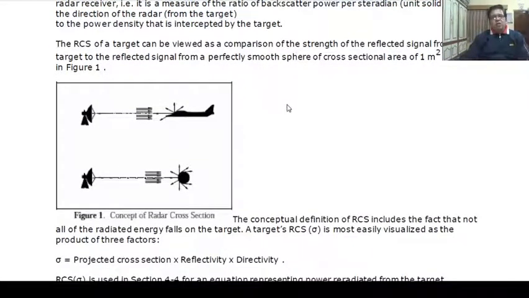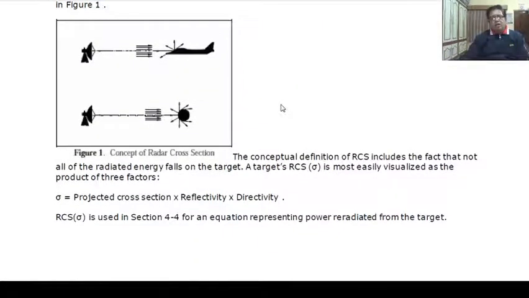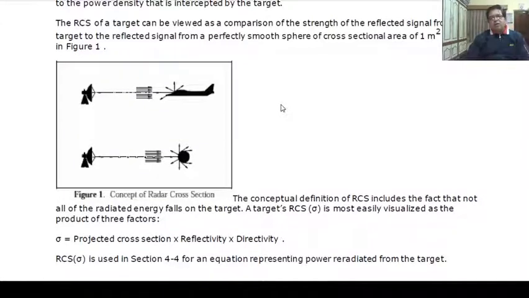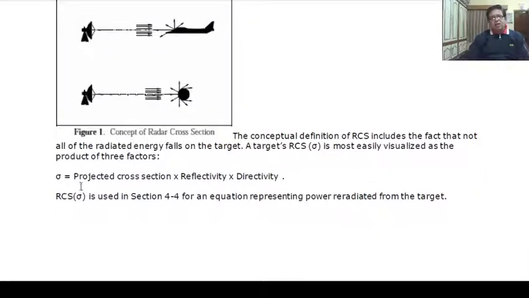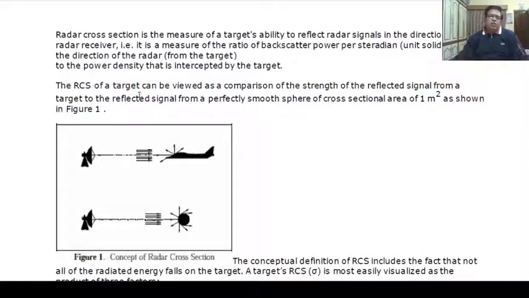Again, different objects are shown and their RCS is given. Here you can see sigma is equal to projected cross section. What is sigma? Projected cross section, reflectivity and directivity, the product of three terms. The RCS of a target can be viewed as a comparison of the strength of the reflected signal from a target to the reflected signal from a perfectly smooth sphere of cross-sectional area 1 meter square.